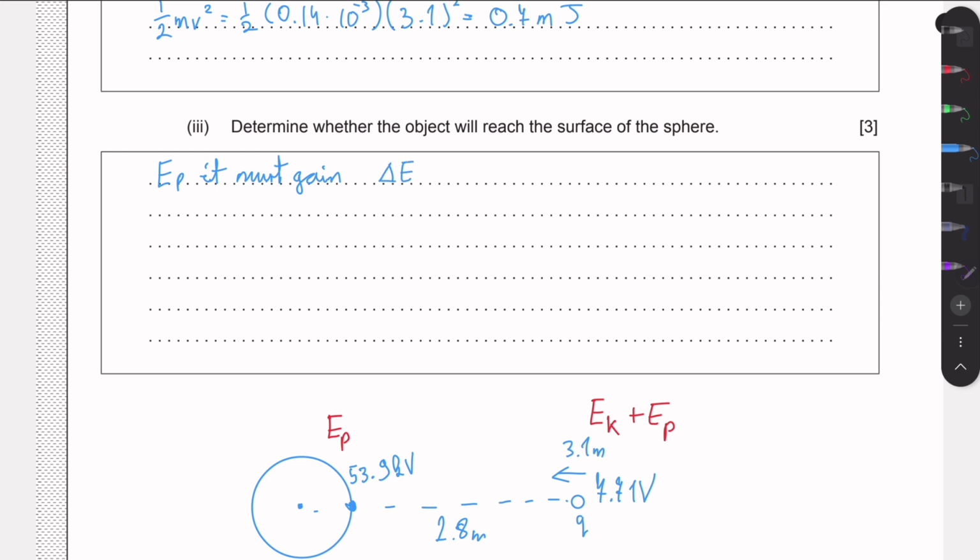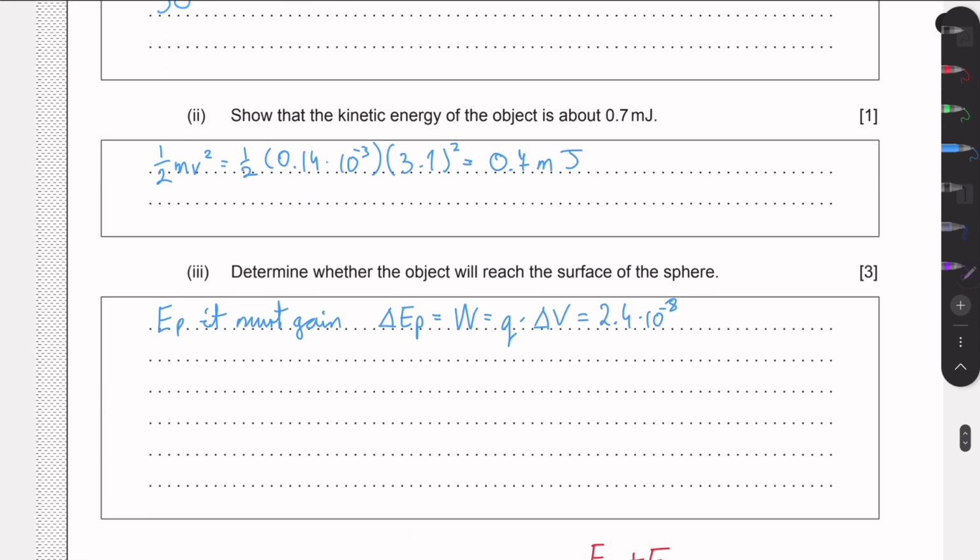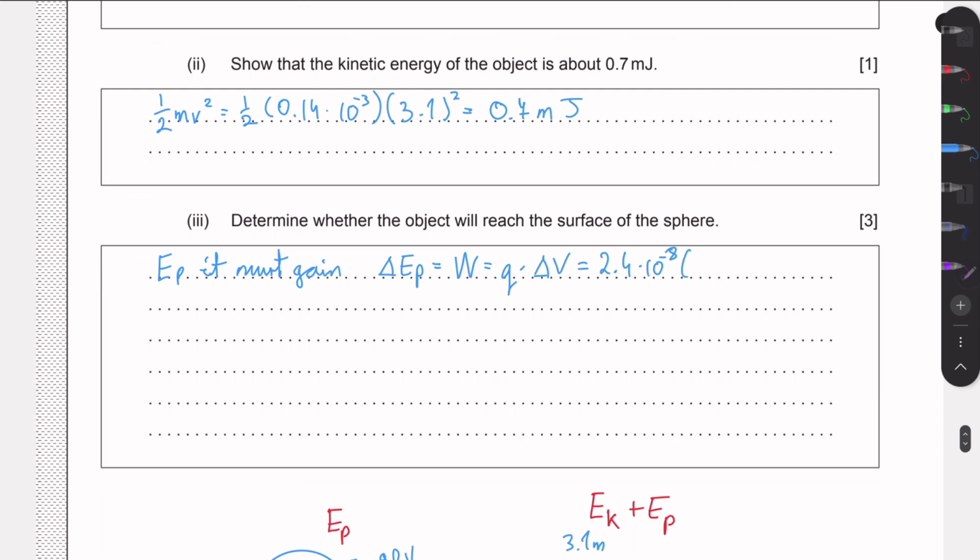So the change in potential energy that it has to gain will be the work done by the field, which is just Q times the change in potential, the difference between the potential from the start to the end. We know that the charge is 2.4 times 10 to the minus 8, and then the change in potential will just be 53.9 minus 7.71. And so from this, we will find that the change in potential energy will be 1.1 millijoules. So this is how much potential energy it should gain.